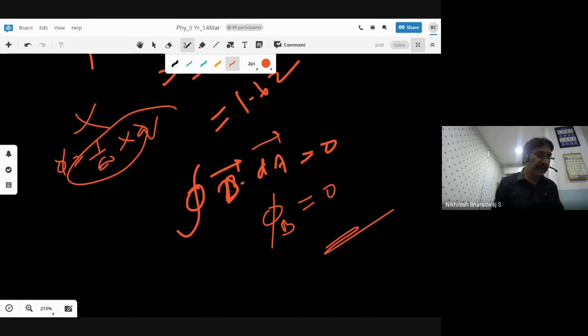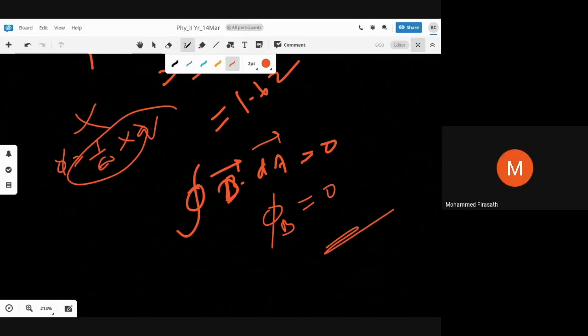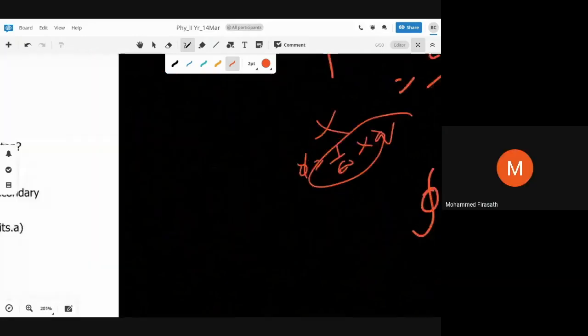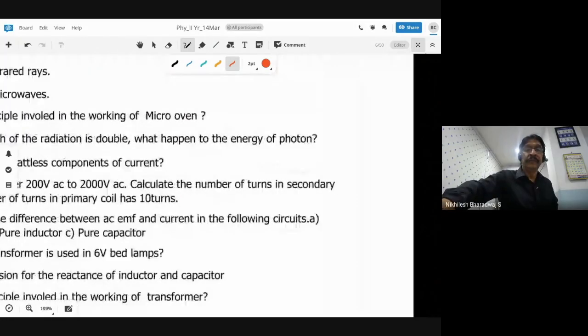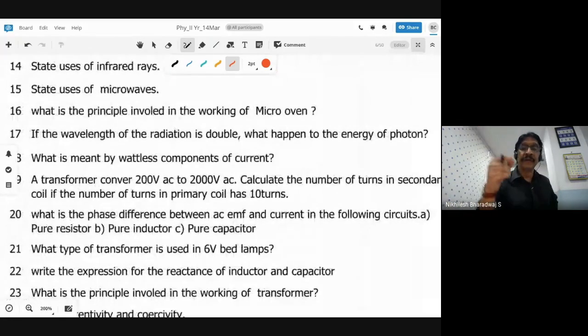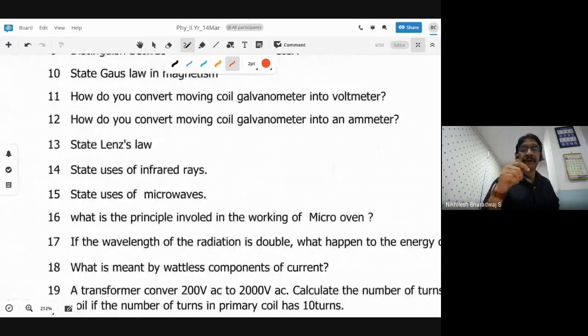You know how to convert a moving coil galvanometer into voltmeter? By connecting a low resistance in parallel. That you are told the answer for that one. This is different. How do you convert a moving coil galvanometer into voltmeter? 11th one.